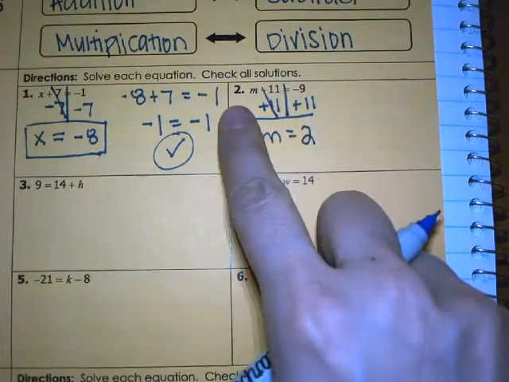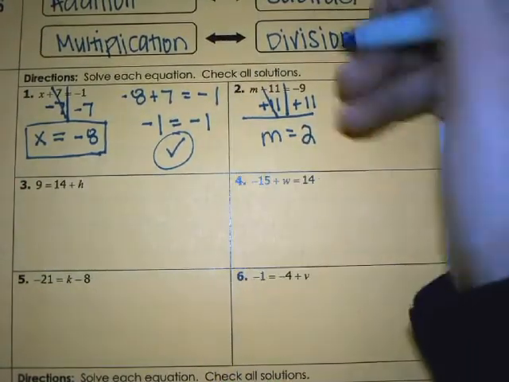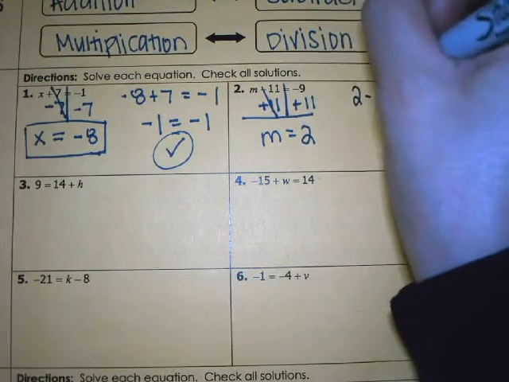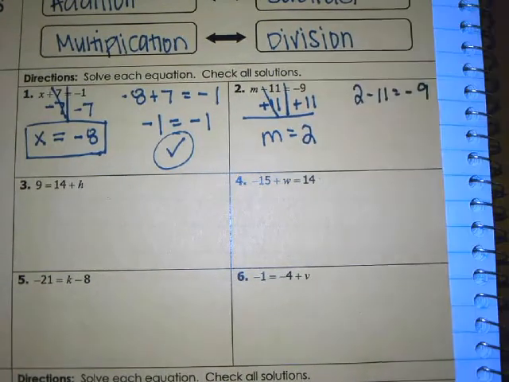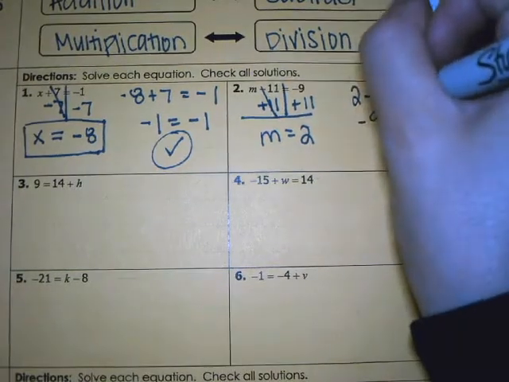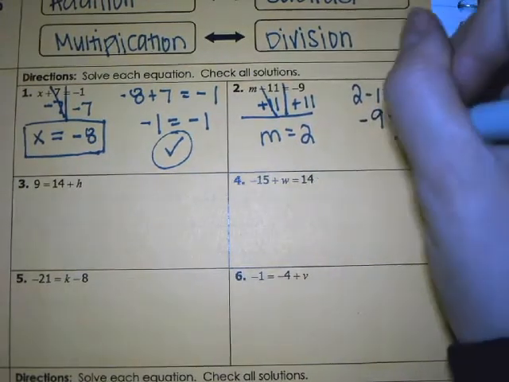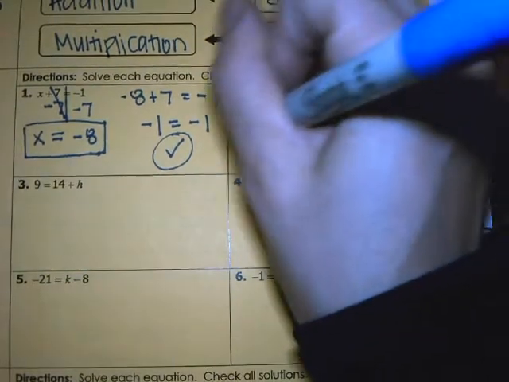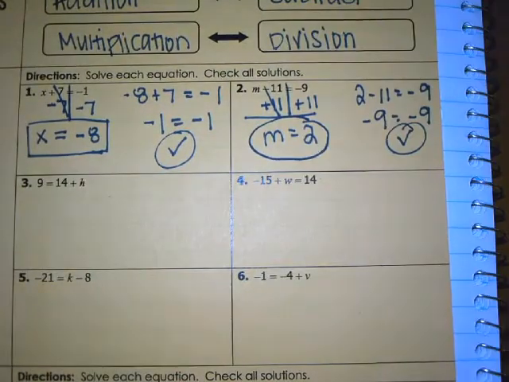So if you plug that 2 back in, it now says 2 minus 11 equals a negative 9. What's 2 minus 11? Does negative 9 equal negative 9? So we know we did it right. So our answer is m equals 2.